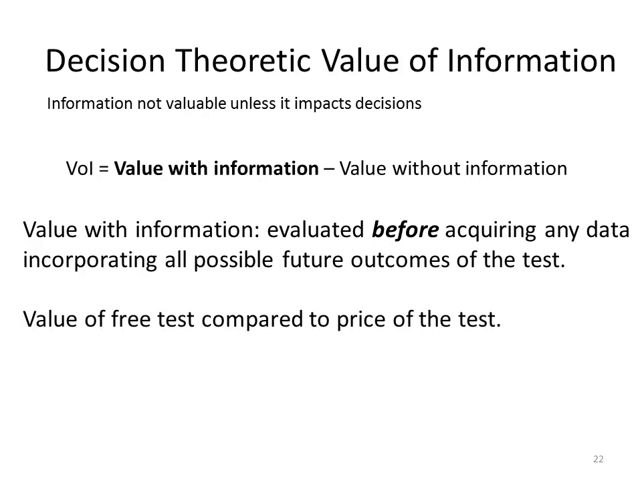So for the decision theoretic VOI, next we have to compute the value with information. And so we had the value without information, the primary decision problem. Then we have to compute value with information, and the difference is then the VOI. However, this value with information has to be evaluated before acquiring any data. So it has to incorporate possible future outcomes of that test. And then the value of this free test is compared to the price of the test.